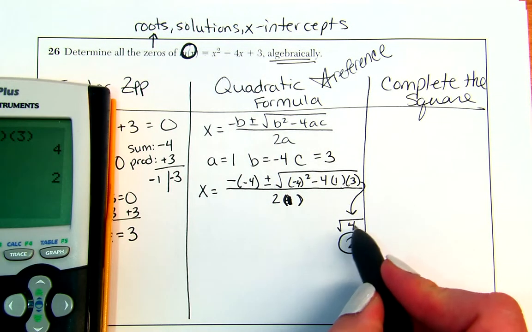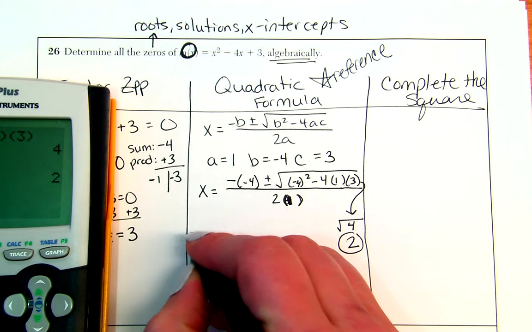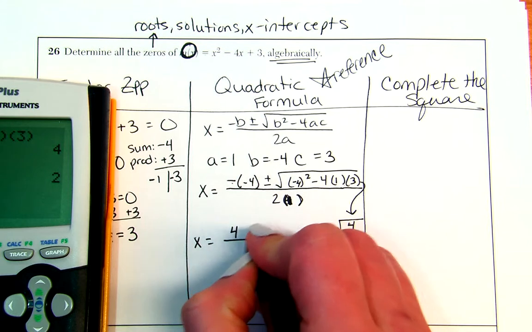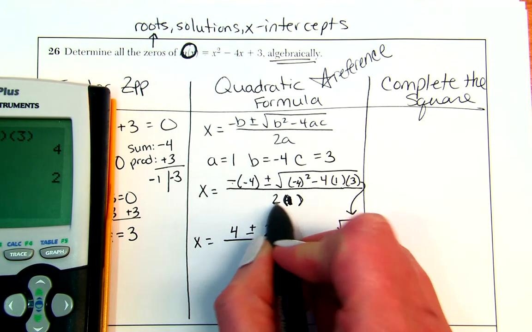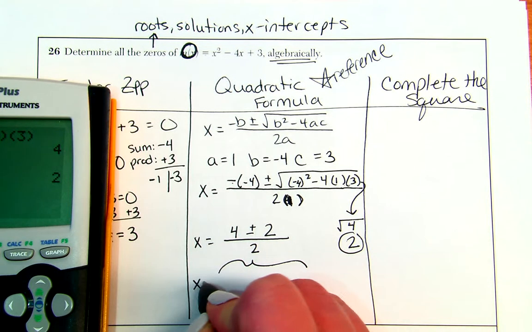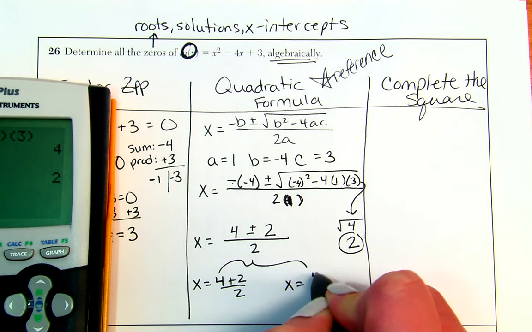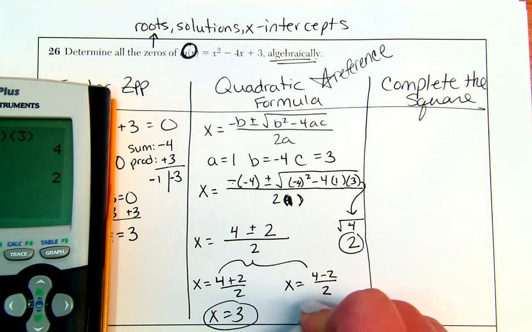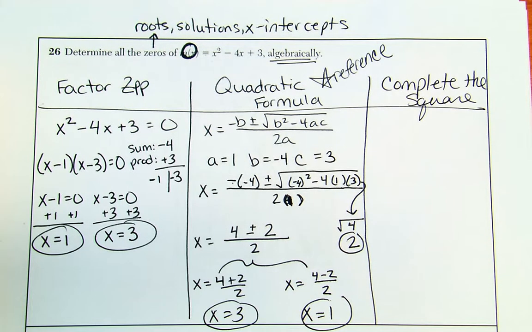If you wind up with something like radical 5, which you know is an irrational number, you can put the entire radical back. So now I'm going to have negative -4 is a +4, plus or minus the 2 for this entire radical, and the denominator is 2 times 1, which is 2. This is split into two possibilities, 4 plus 2 over 2, and x equals 4 minus 2 over 2. So your answer is 3 or 1, and that's the same 1 and 3 we have over here.